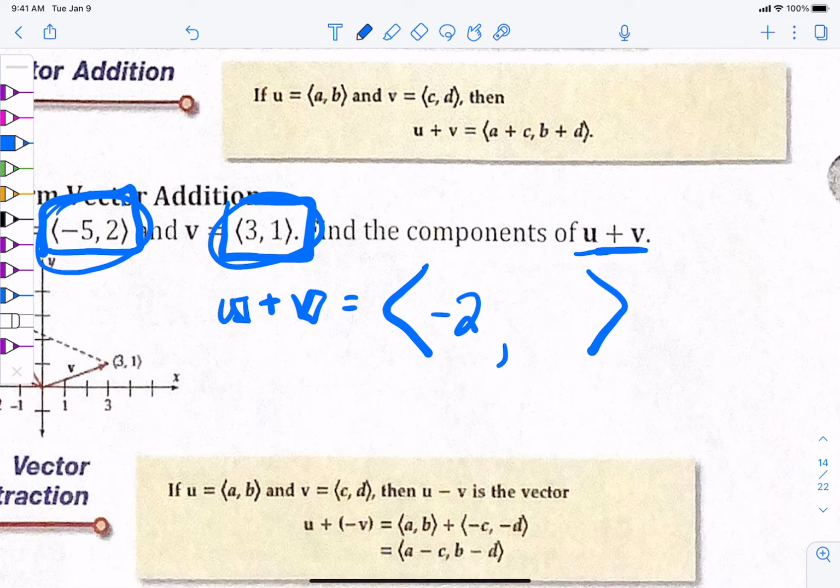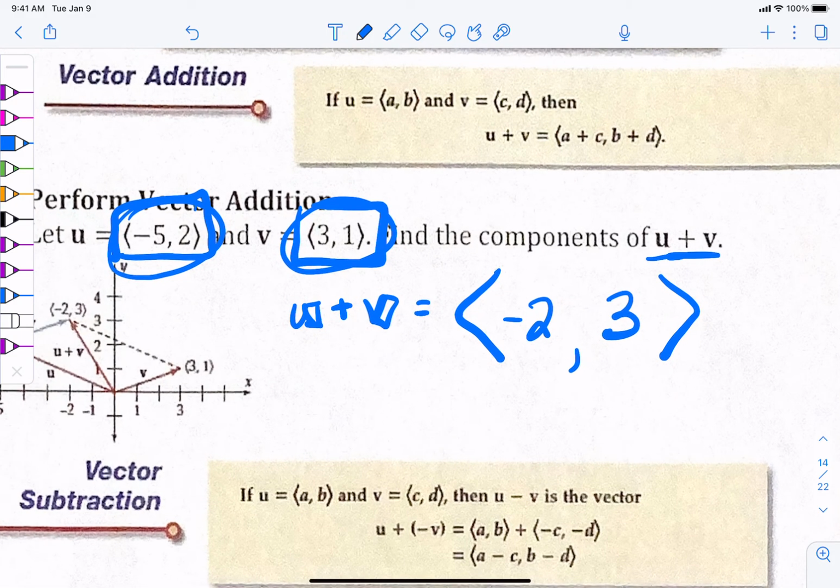Negative 2, comma, 3. You add the x's, add the y's. So negative 5 and 3 makes negative 2. 2 and 1 makes 3. We know what it looks like to add u and v together, but component-wise, what it will end up looking like is negative 2, 3. Does this make sense? This is the easy part, right?